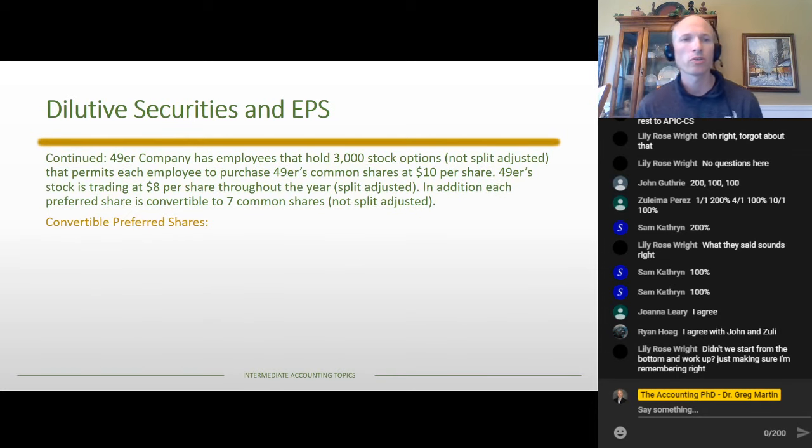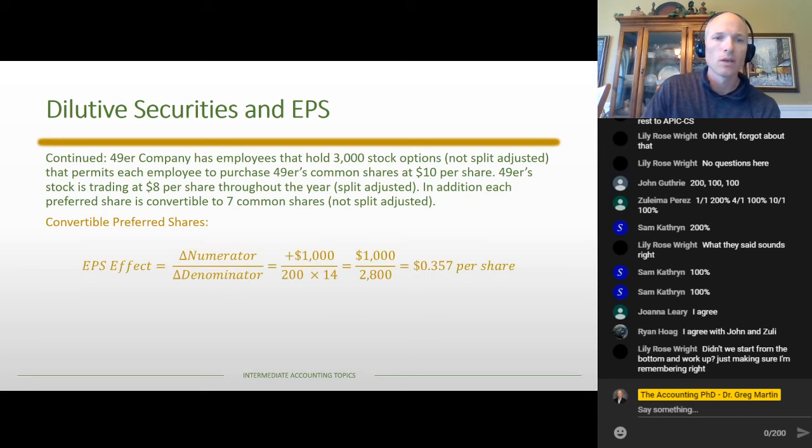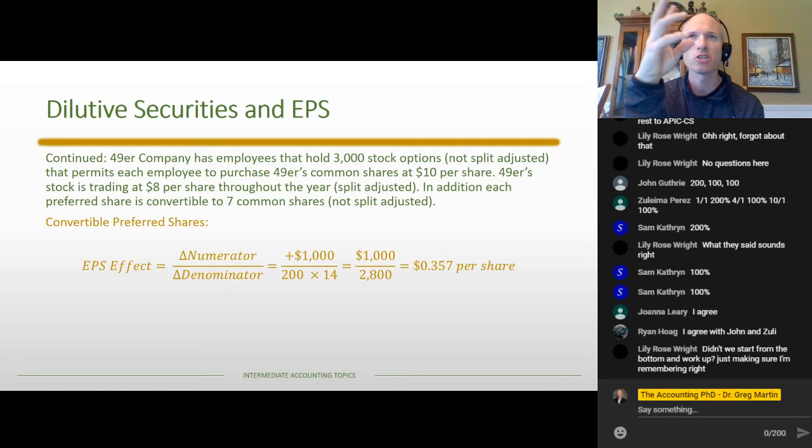So now we're going to deal with the convertible preferred shares. Again, with this one, if you remember, when we have conversions, I'm a big fan of having the change in the numerator over the change in the denominator to figure out if it's dilutive or potentially dilutive or if it's anti-dilutive. In this case, the first thing is they don't have to pay the dividend. And so the numerator of our earnings per share calculation would increase by $1,000. But at the same time, of course, they're issuing common shares, so there would be a change in the denominator as well.